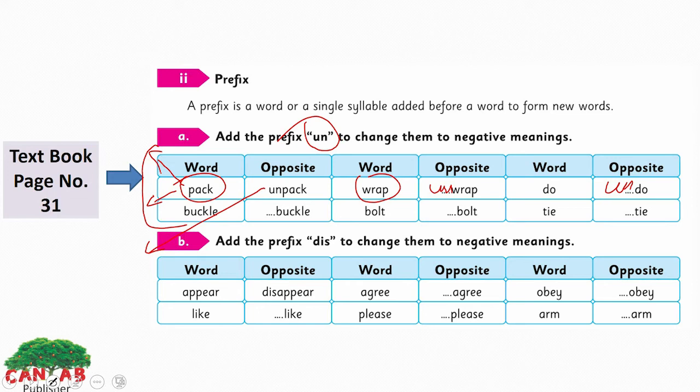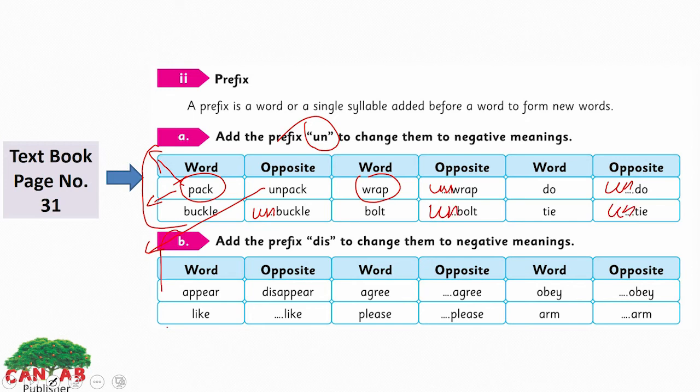But if we add something to it, a single syllable or two letters or three letters after or before it, it will be called affixation, and the prefixes and the suffixes. We add suffixes after the root word and we add prefixes before the root word. So, we have unbuckle here, unbolt here, untie here.